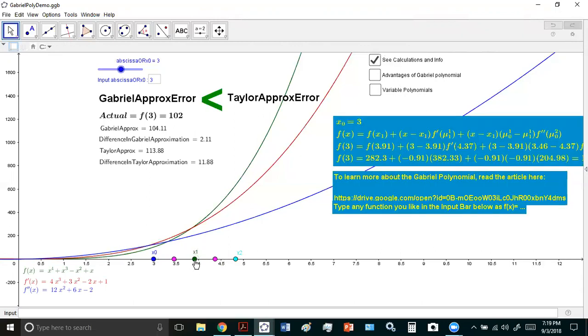So you can watch the calculations. I'll also put a link to this applet so you can download it, and you can see the calculations in real time, see what's happening.